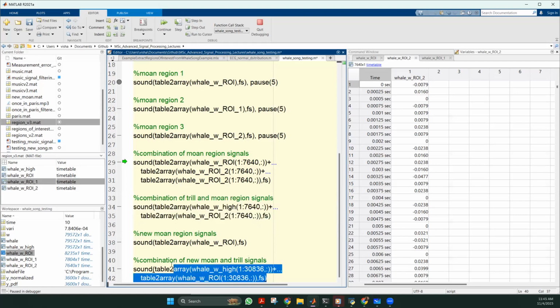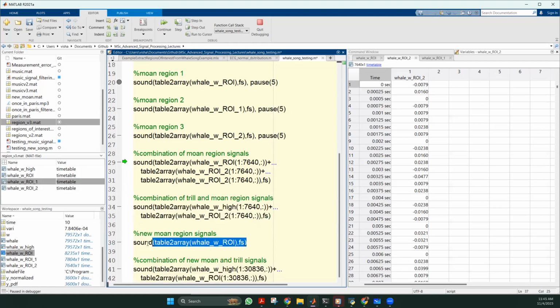Then you can do likewise. You can combine. You can do different combinations of signals, and you can listen to the final output. Likewise, you can do signal processing and changes. You can change the original signal and observe the output. So that is basically regarding the Matlab simulation I wanted to show you today.